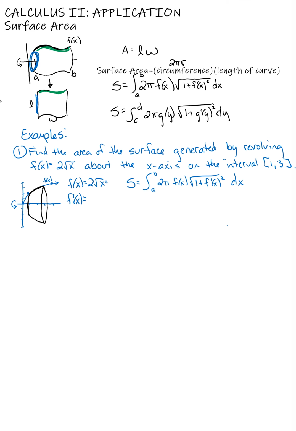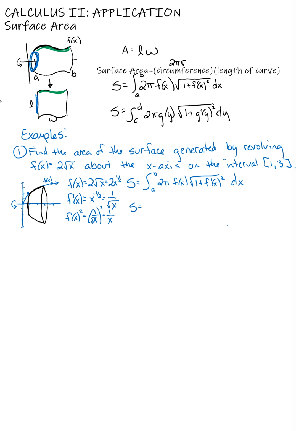Well, in order to find f prime, it might be easier to look at f as 2 times x to the 1/2 power. Then we could use our power rule and we get x to the negative 1/2. Not real crazy about dealing with negative exponents, so I'm going to go ahead and write this as 1 over the square root of x. Our formula says that we need f prime squared, so let's go ahead and square this. And we end up with 1 squared, which is 1, square root of x squared, which is x. So we just get 1 over x. Well, that's not so bad.